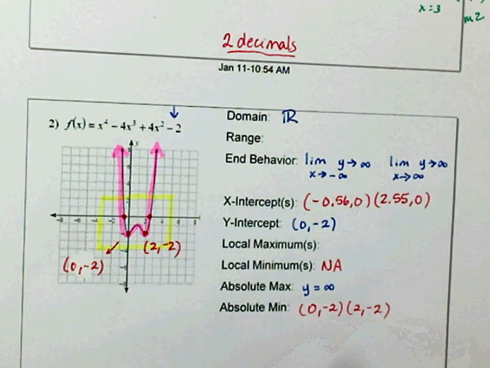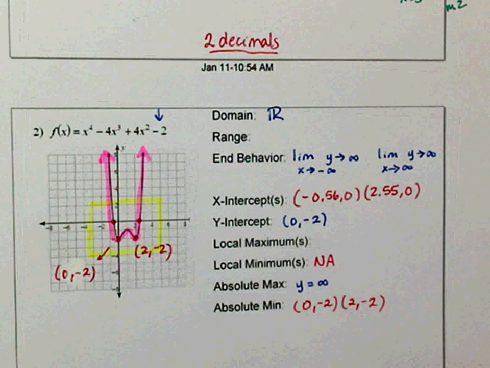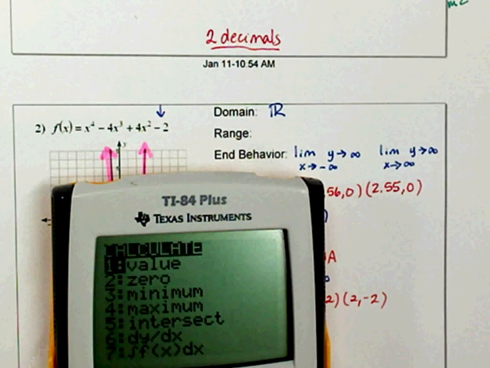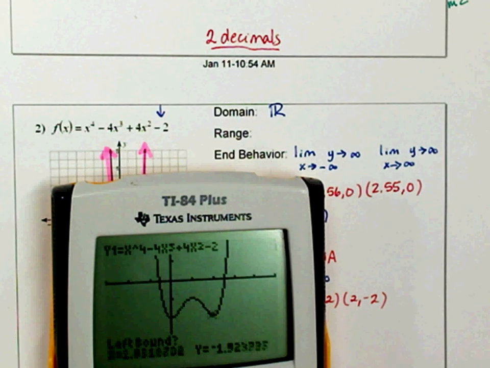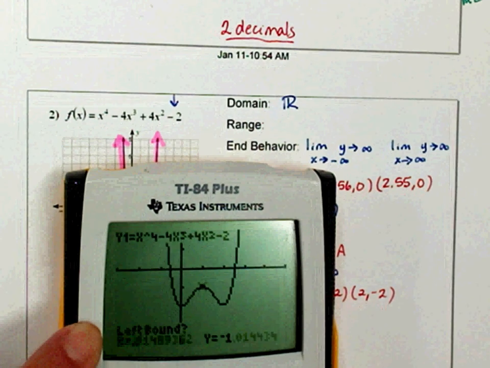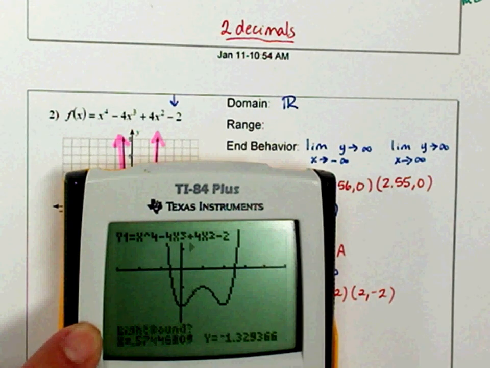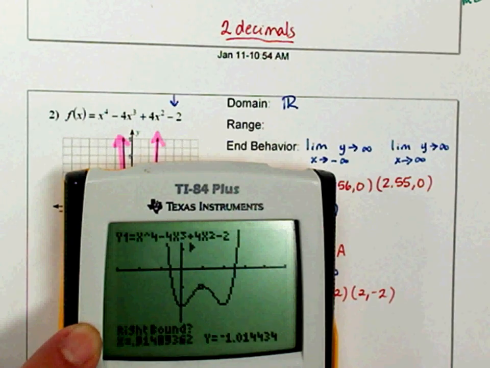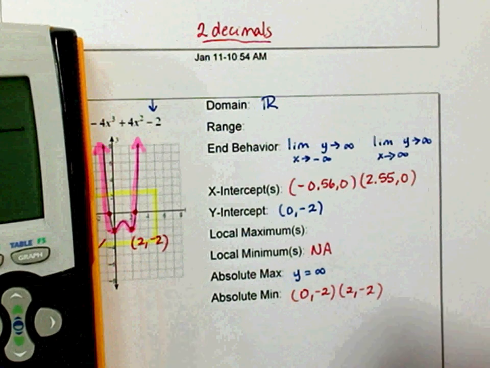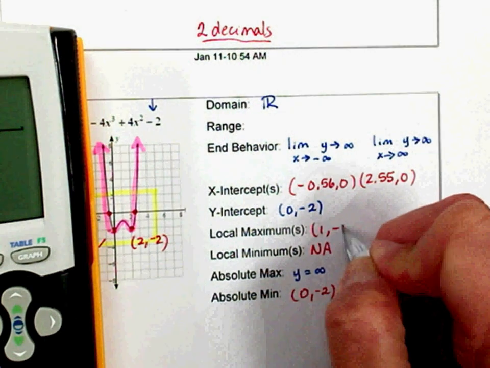All right, now let's go find the local maximum. Second calc, maximum number 4. Let's go to your maximum, relative maximum, right there. Left bound, 2 to the left, maybe 3. To the top, right bound, to the right. Enter. And what is my local maximum? 1 and negative 1. All right, everybody good right there.